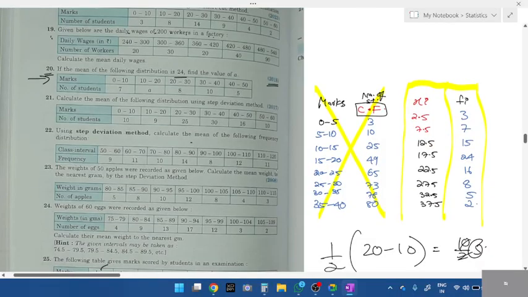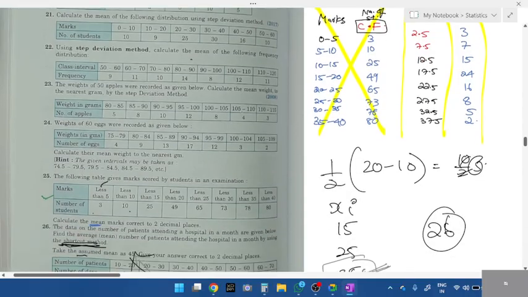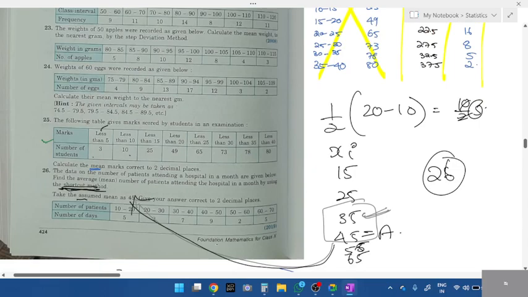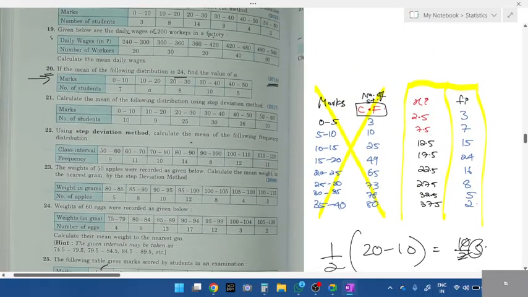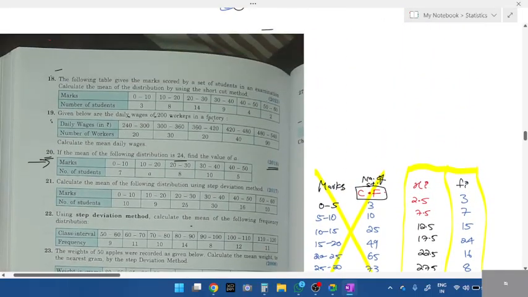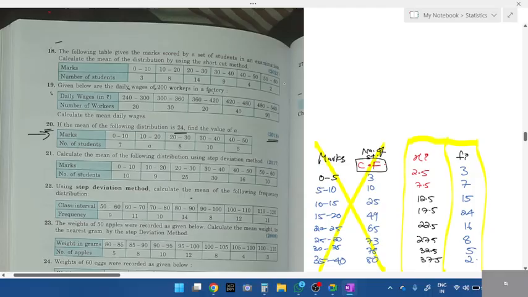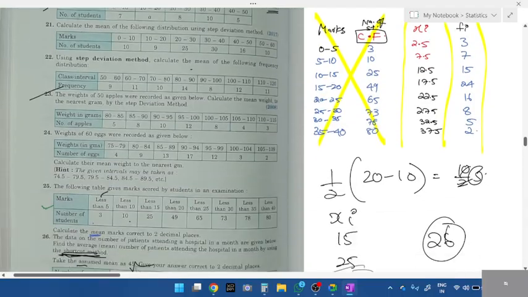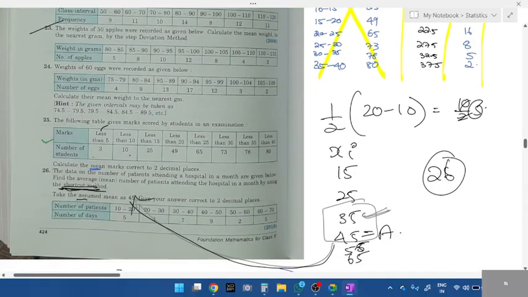Can you see 2018 and 8? What type of question have they given? Response, students. 2018. Can you see the 19th question? 2008. 2023. They have given one question. Shortcut method. See here. 2023. 18th question. 20th question. 23rd question. Step deviation. 26th question.